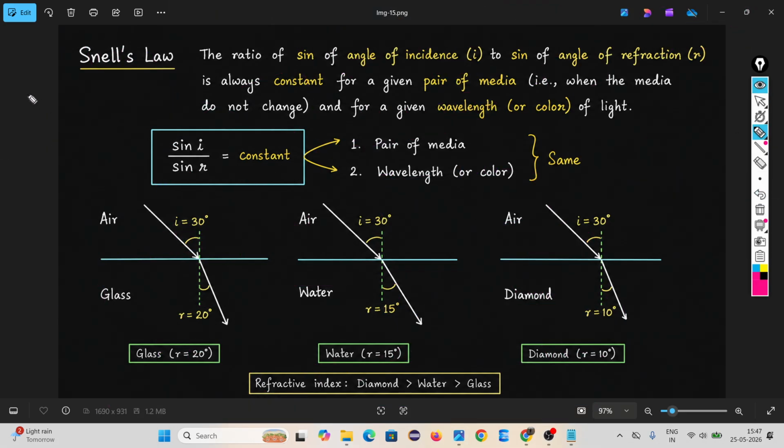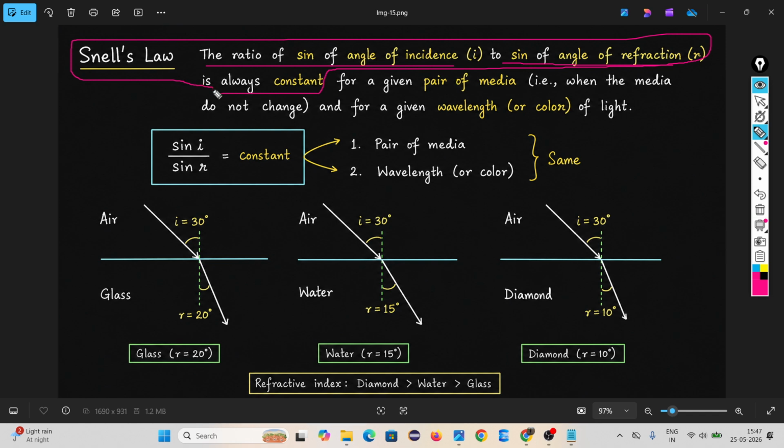When we are learning about laws of refraction, one thing we came across is that the ratio of the sine of the angle of incidence to the sine of the angle of refraction is always constant. This is Snell's law, or we can say this is the law of refraction. But the remaining part is: for a given pair of media, that is, when the media do not change.